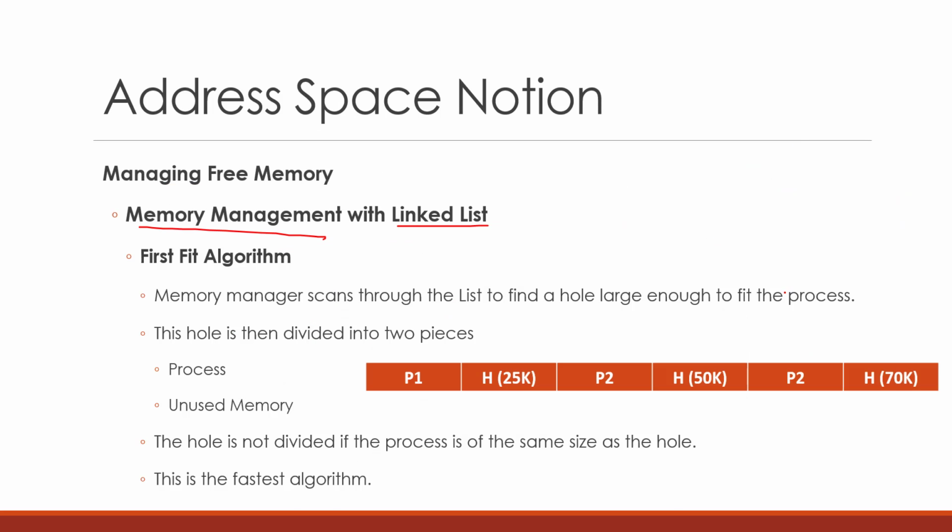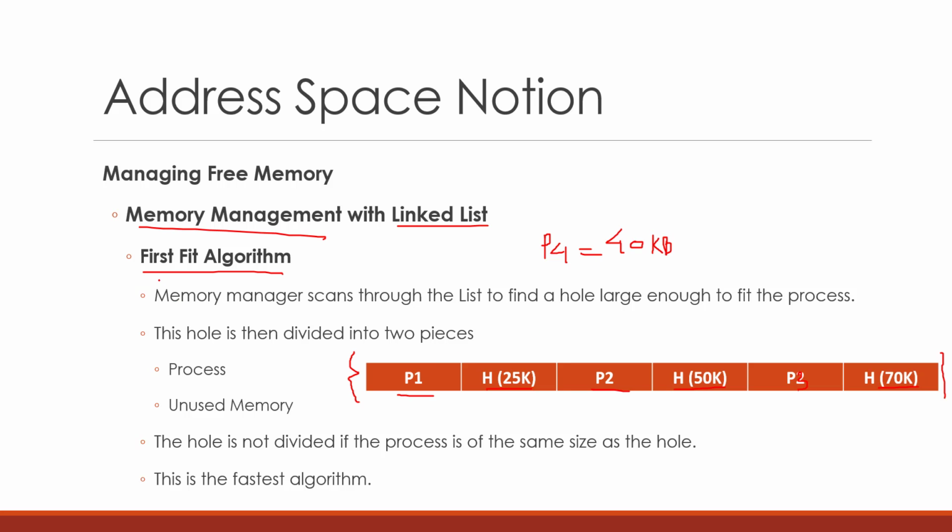And there are several algorithms for that. The first and the simplest one is the first fit algorithm. So let's see. This is our RAM. This is a process. This is a hole of 25 KB. This is a process. This is a hole of 50 KB and 70 KB. Let's assume we have a process of 40 KB. This is process 3, by the way. Okay, so let's assume we have a process 4 which is 40K.